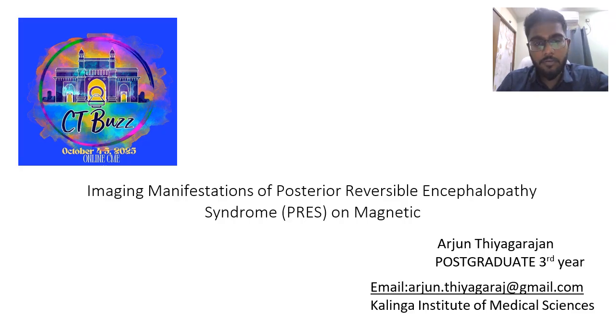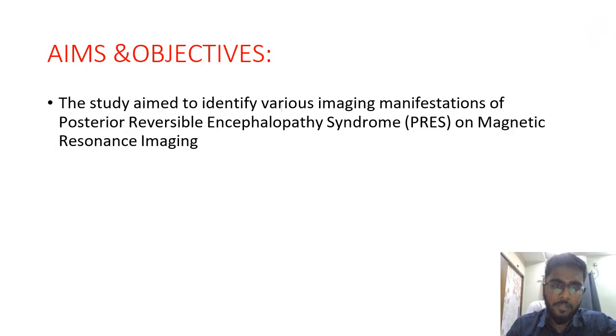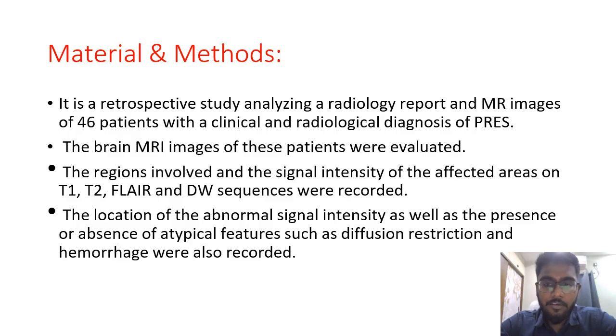So my paper is about imaging manifestations of posterior reversible encephalopathy syndrome on MRI. The aim of the study is to identify various imaging manifestations of PRES on MRI. It is a retrospective study analyzing radiology reports and MRI images of 46 patients with a clinical and radiological diagnosis of PRES. The MRI images obtained were T1, T2, FLAIR and diffusion sequences.